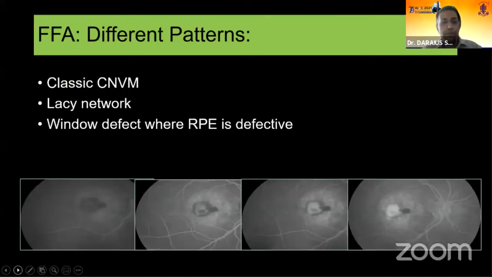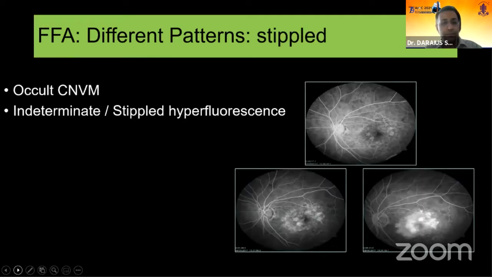Let's see a few examples. The classic CNVM is characterized by the lacy network. So you can see this lacy network coming up on the FFA. And where the RPE is defective, you will have a window defect. The occult CNVM is a different pattern. It presents with a stippled hyperfluorescence, as you can see in this case.